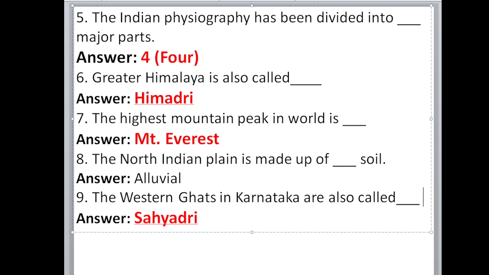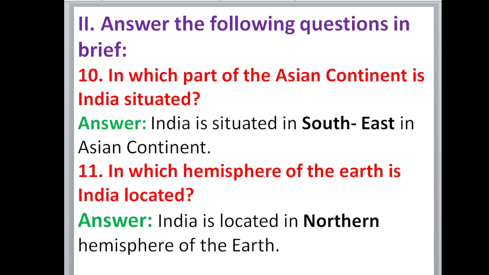So by this one we have completed the fill in the blanks. Now move to the long question answers. The second main question is: answer the following questions in brief. In that, the 10th: in which part of the Asian continent is India situated? The answer is India is situated in the southeast of the Asian continent.